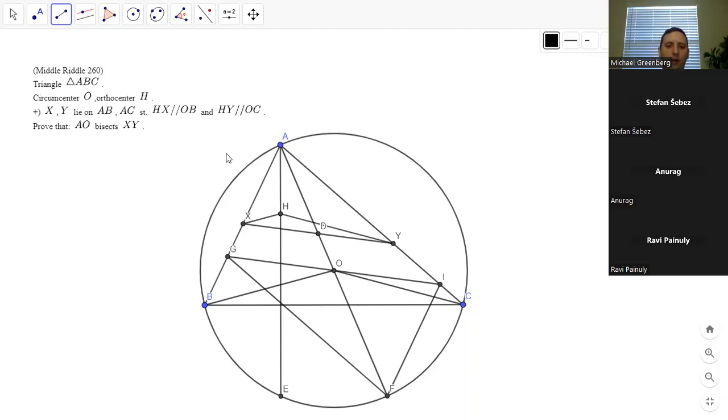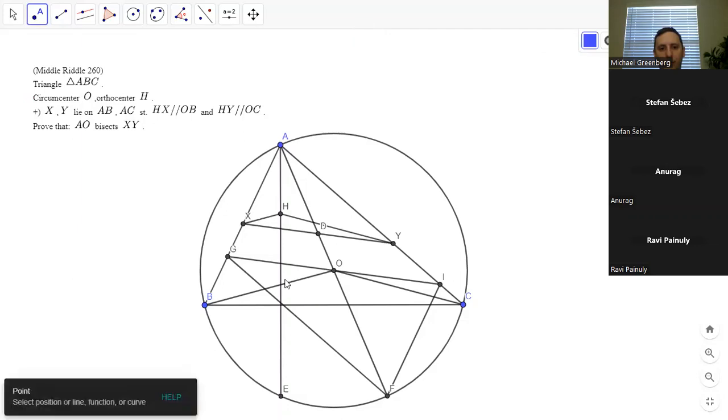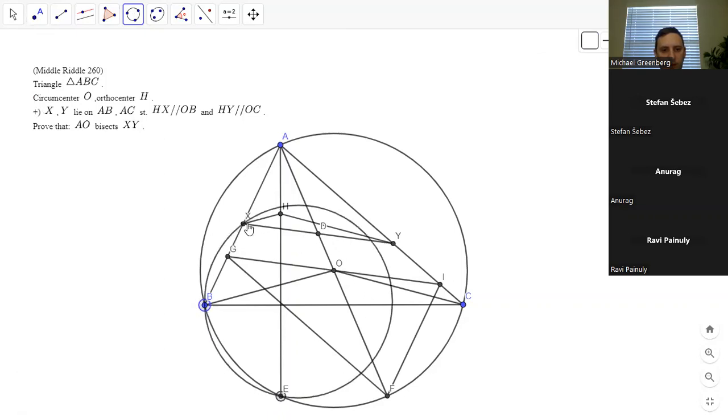And then if we want to do AX over AY, that would be AX over AH divided by AY over AH. What I was thinking, and maybe there's an easier way to do this. Actually, let me see. Is this cyclic? No.